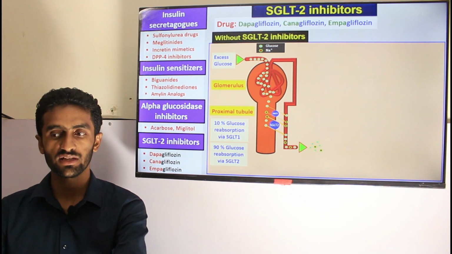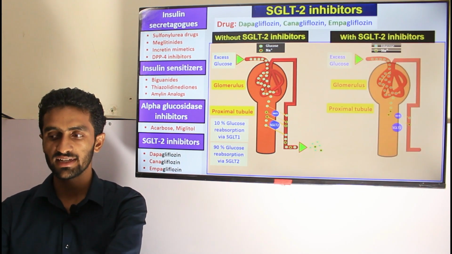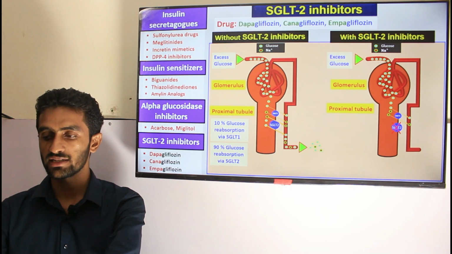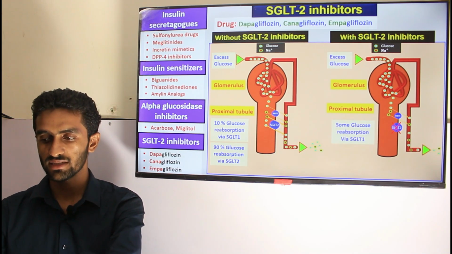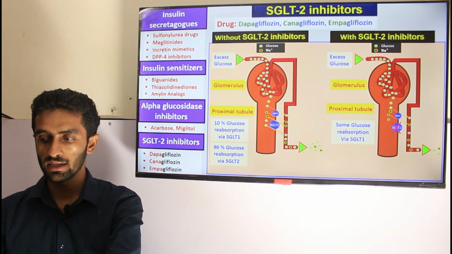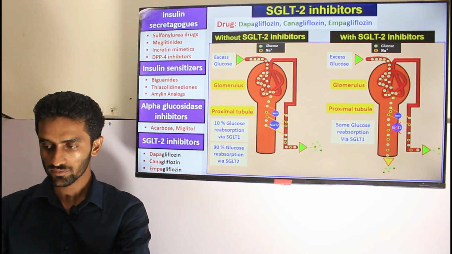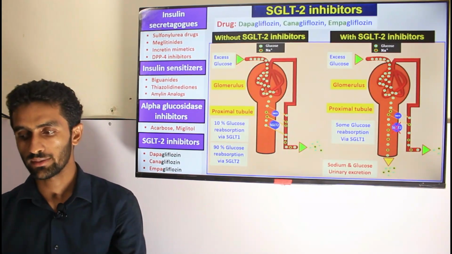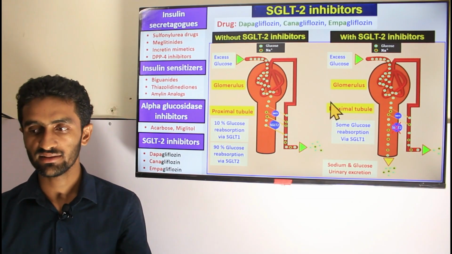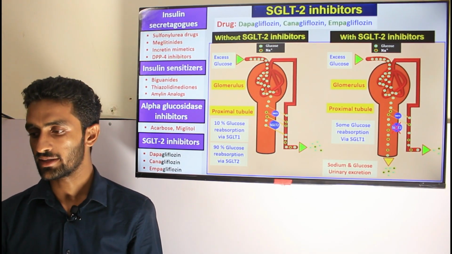Okay, so this is the condition without the SGLT2 inhibitor. If you inhibit SGLT2, what will happen? So no SGLT2 action means what will happen? Some glucose is reabsorbed via SGLT1, but some glucose will be excreted via the urine, okay, as well as sodium. So there is sodium and glucose urinary excretion when using the SGLT2 inhibitor.